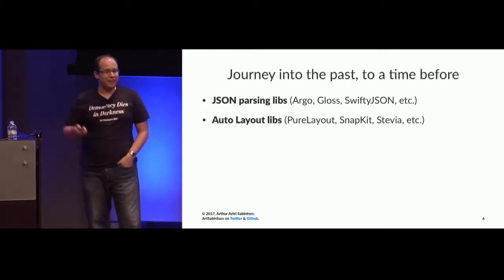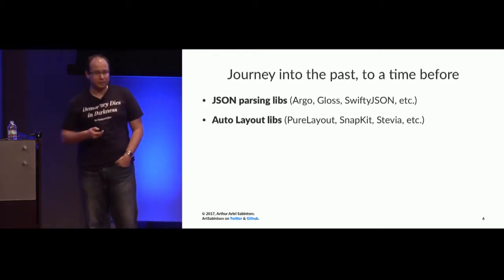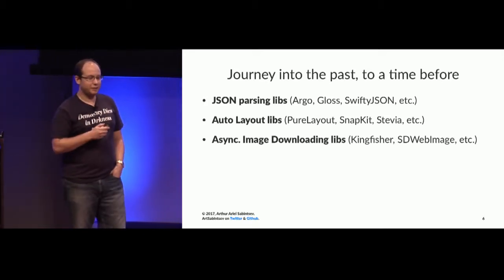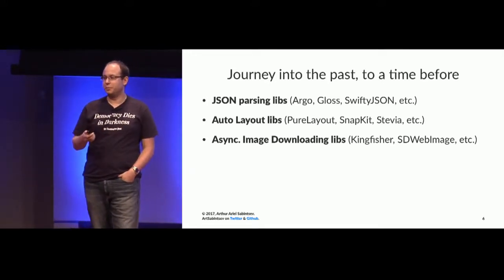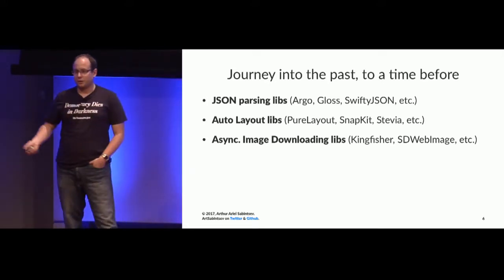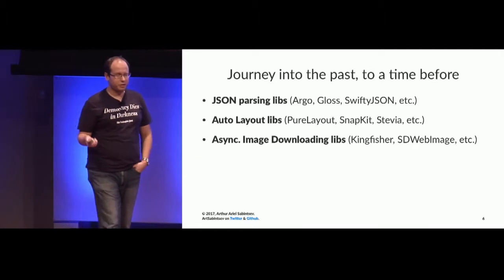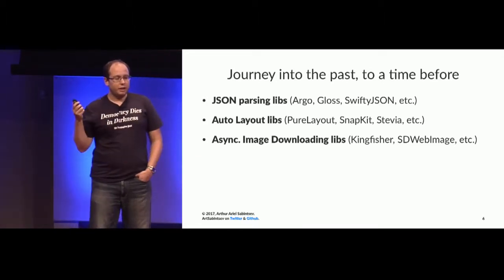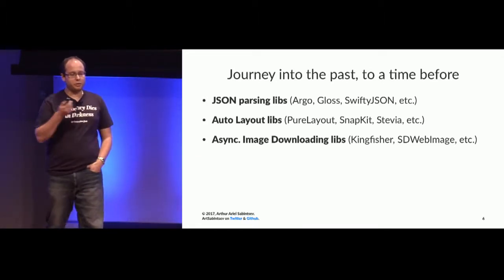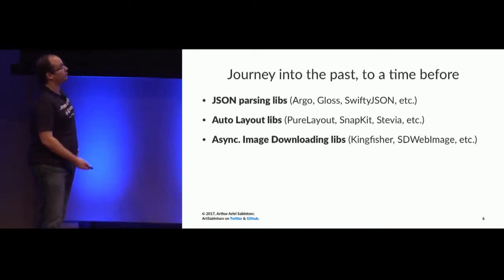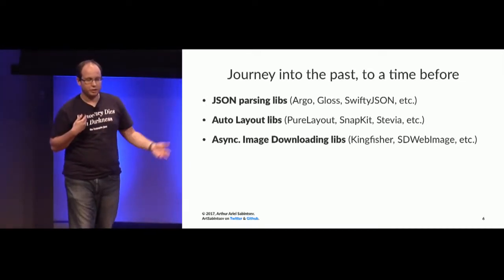And before even auto layout libraries, there were asynchronous image downloading libraries. So for those of you who have been doing iOS development for at least 6 or 7 years, you know when Grand Central Dispatch came out in iOS 4, which is 2010, everyone and their mother wanted to build an asynchronous image downloading library. I even built one, but I did it in 2012.